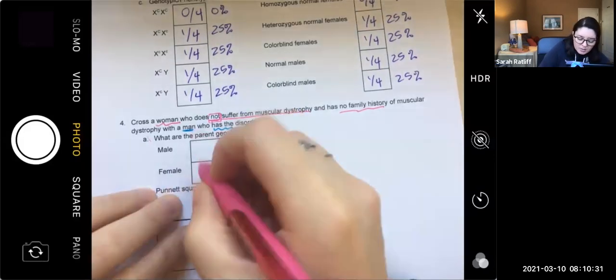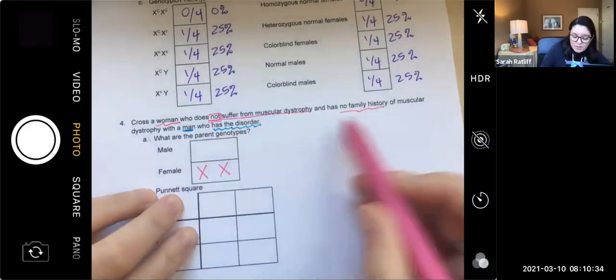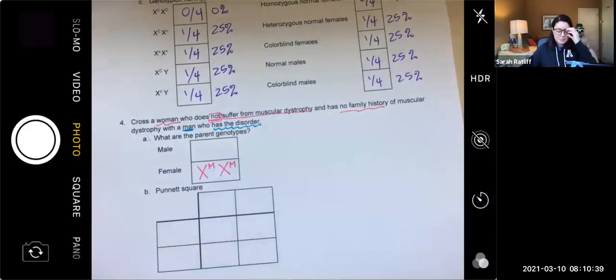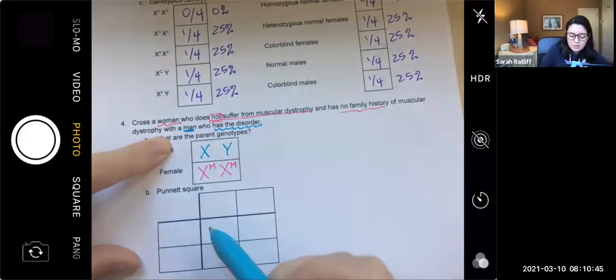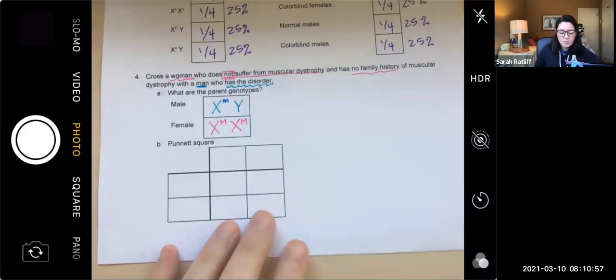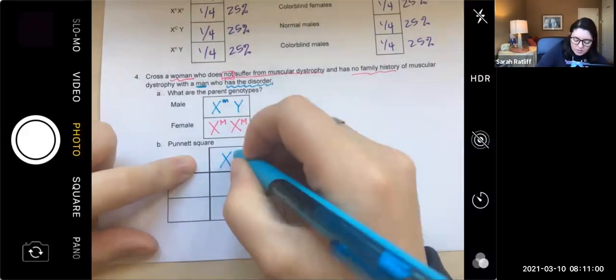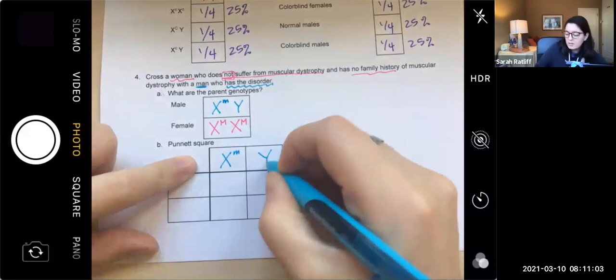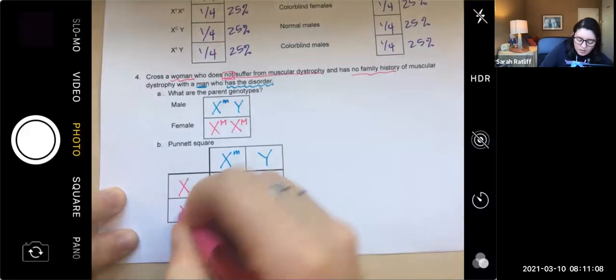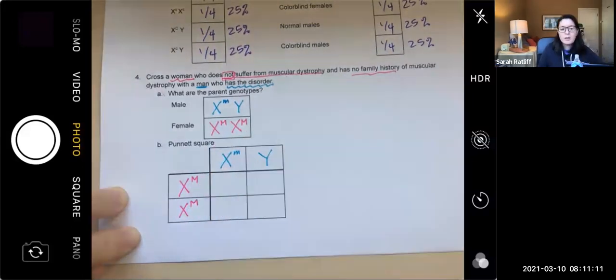So first up, we know she's going to have 2 X's. If there's no family history, she gets capital M's because not having it is dominant. Now our man, he has the disorder. So he gets his 2 sex chromosomes. If he has it, he gets that little lowercase m for that recessive allele. All right, let's plug it into our Punnett square here. We have our male, the little m, and he gets a Y. This female is homozygous dominant, so both of her X's go there. Capital M, capital M.